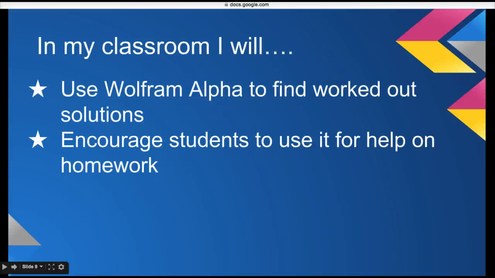Now, in my classroom, I'll use Wolfram Alpha to find worked out solutions, so my students can do that and so can I. Or I'll find problems, be able to double check my own work to make sure I'm not teaching my students stuff wrong. And then also it encourages students to use it for help on homework. So they can check stuff there before they come to me for help, which is going to be a great thing because then they're basically self-teaching themselves off of what I do in class. So they can learn from me in class, but when they're at home, they're at home.